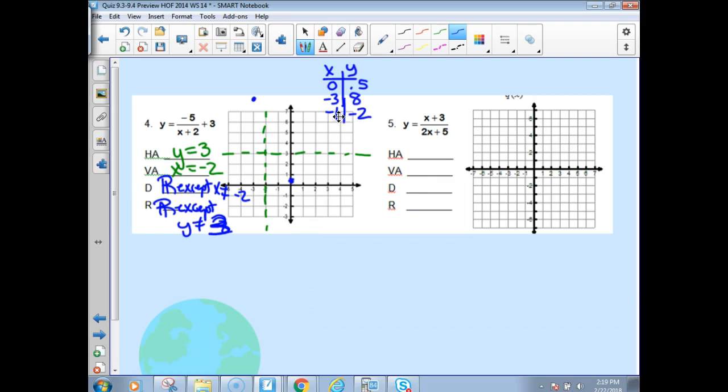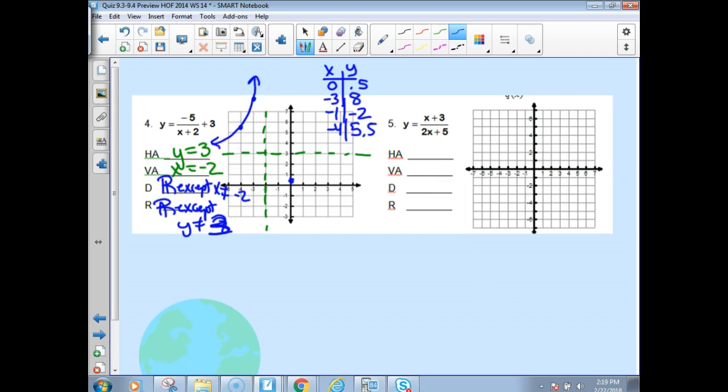Oh, well, maybe I better put in -4 also. So I want something that looks a little better. -4 plus 2 would be -2. -5 divided by -2 would be +2.5. That'd be 5.5. Did I do that right? Okay. -4, 5.5.